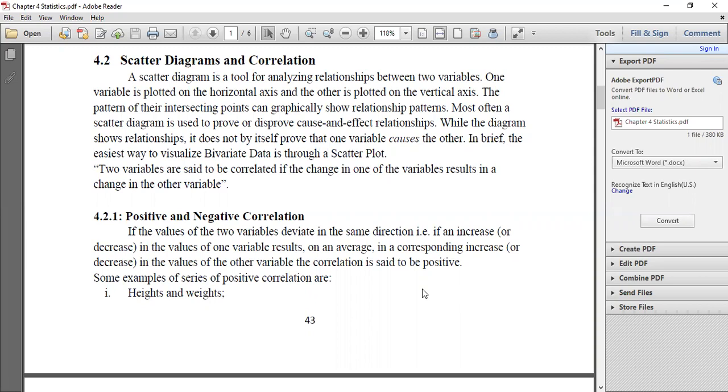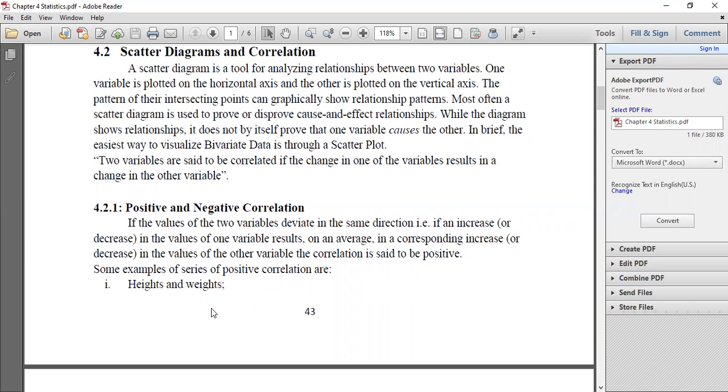So examples of positive correlation is where you have height and weight. You remember me asking you in the previous class whether your height corresponds to your weight, because in many instances you find that as you increase in height, your weight also increases.